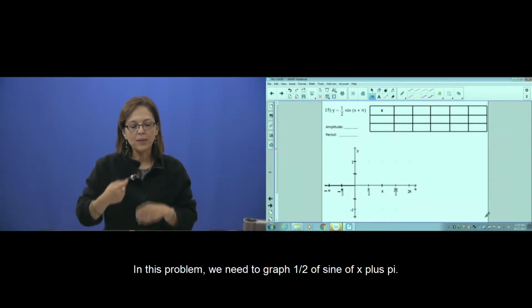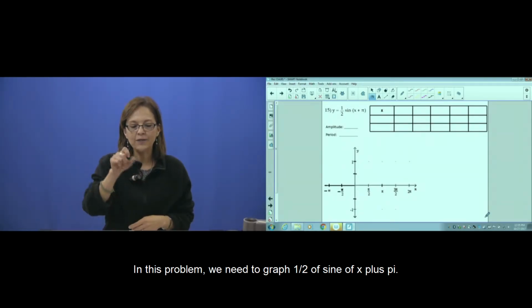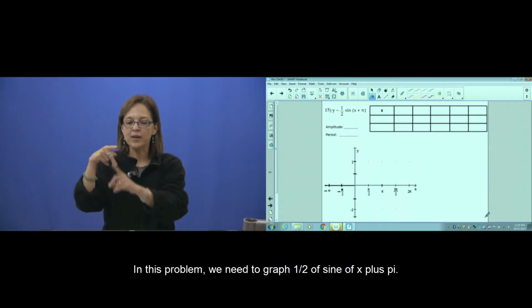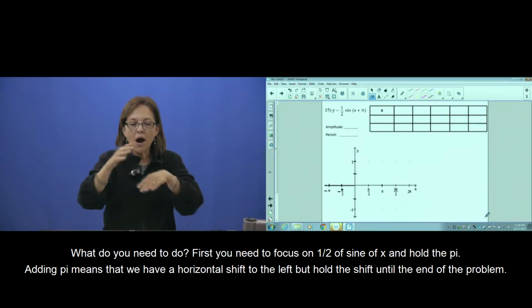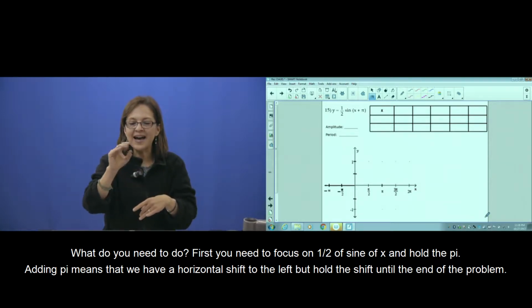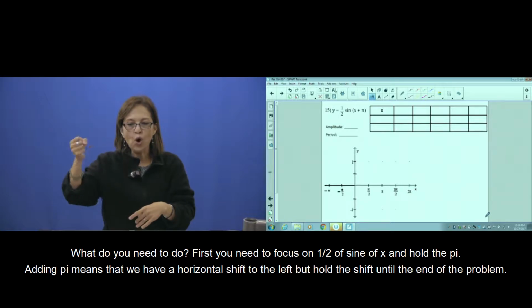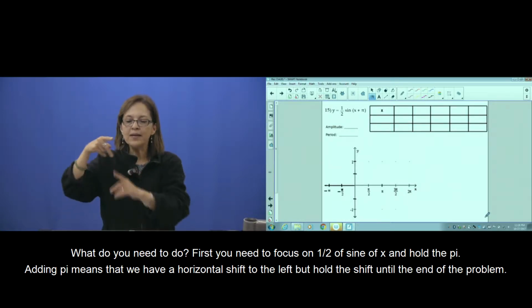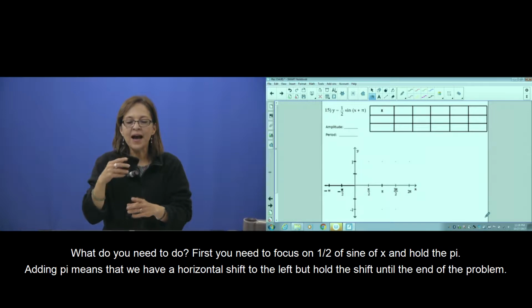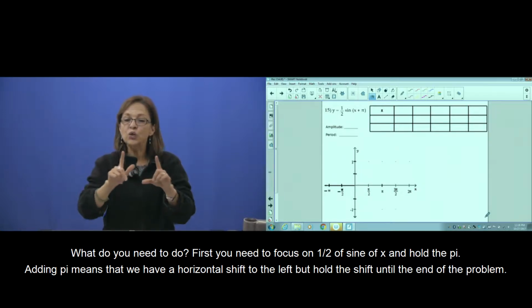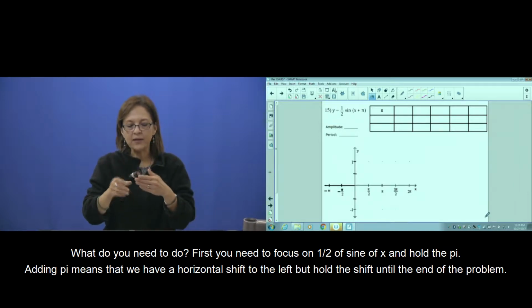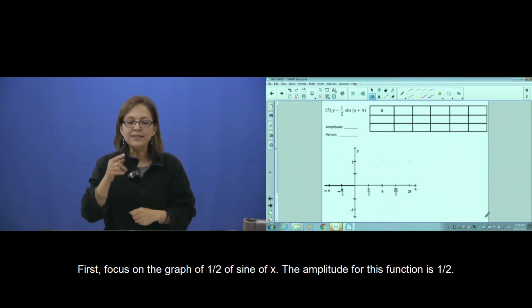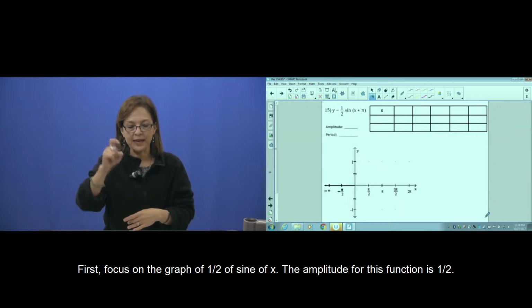In this problem, we have to graph 1/2 of sine of x plus pi. What you do? First, focus on 1/2 of sine of x and hold the pi. The plus pi means we have a horizontal shift to the left, but hold the shift until the end of the problem. Then first, focus on the graph of 1/2 of sine of x.